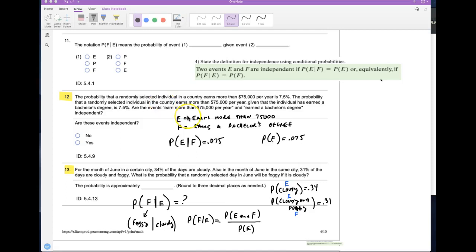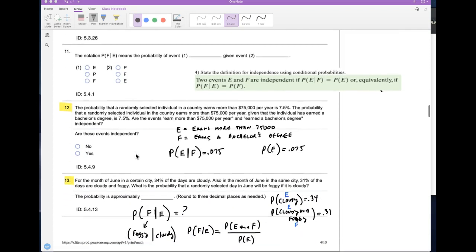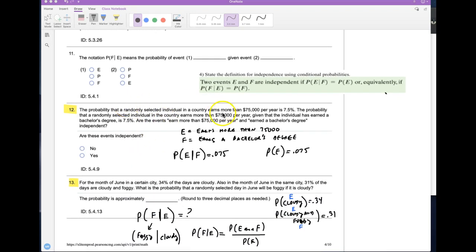Okay, let's go ahead and take a look at chapter 5.4.9 and 5.4.13. This involves the idea of conditional probability in chapter 4, where we're looking at what's the probability of an event occurring given that we know another event has already occurred. And so we again talked about what does that mean in lecture. So let's look at an example.